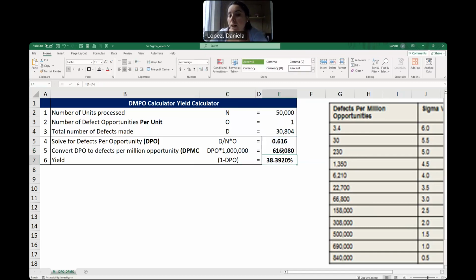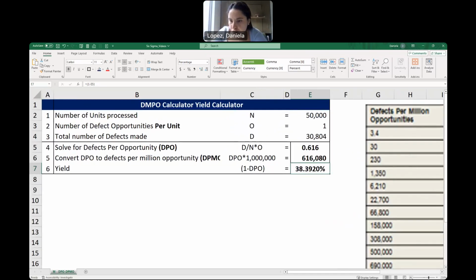And then we get into the actual yield of what this is doing, which is 1 minus the DPO. So the yield will give us the percentage that essentially would get us there. If we round it up, we might say 40%, which you can see in here is 38.3920.